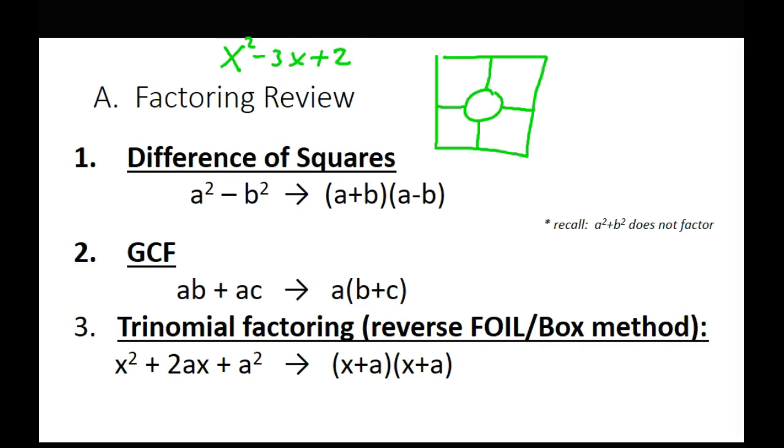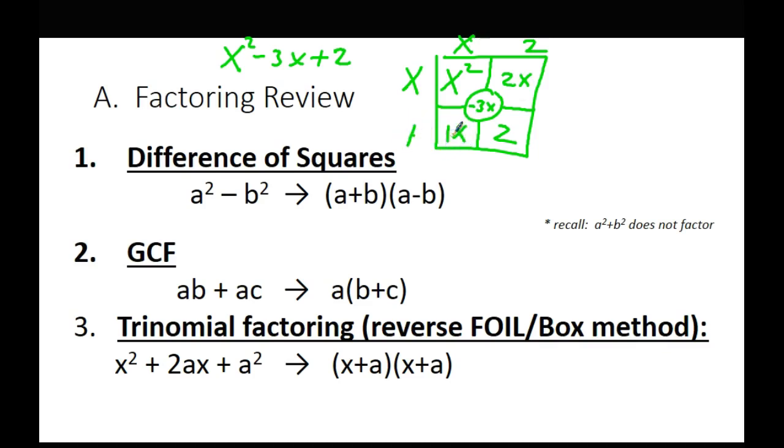So the first term we put here, the last term we put here, the middle term we put in the middle. And what you do is you look for two things that multiply to make this x squared, right? So that would be x times x makes x squared, right? And then what makes 2? Well, that would be 2 and 1, right? Now we multiply to fill in our box: 2x, and 1 times x gives me 1x.